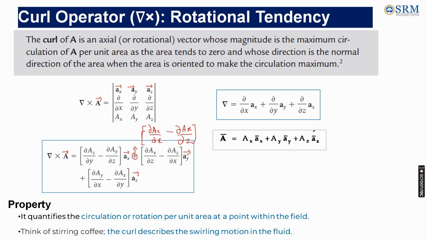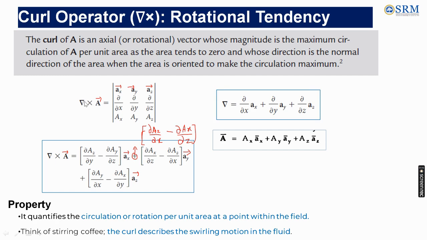Coming to the curl operator, it is nothing but del cross a vector, where curl of A means del cross A vector. Why are we finding the curl of a vector field? It is helpful for finding the rotational property of a particular field. I can find the circulation or the rotation per unit area at a point within the field. If you stir a coffee, the curl represents the swirling motion in the fluid. I hope you understood the meaning of curl from this simple example.